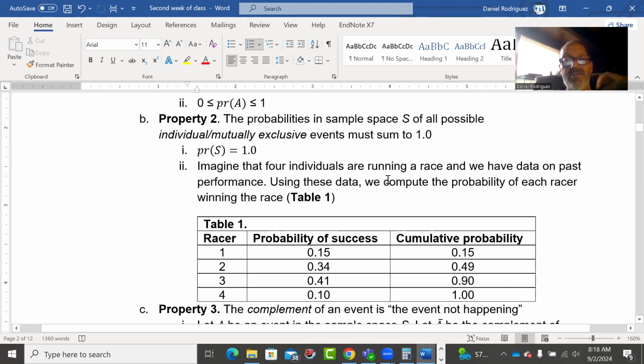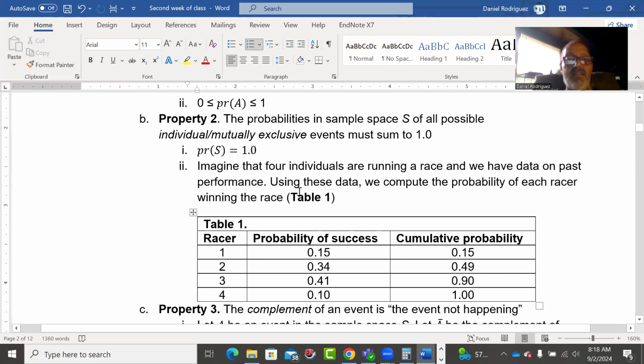Imagine that 4 individuals are running a race and we have data on past performance. Using these data, we compute the probability of each racer winning the race. So this is my sample space. There are 4 individuals. Each one has a probability. So the probability of each of these events is listed here under probability of success. Success in this case is winning the race: 0.15, 0.34, 0.41, and 0.10.